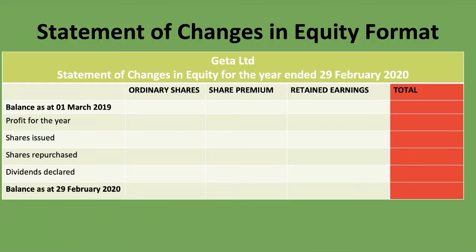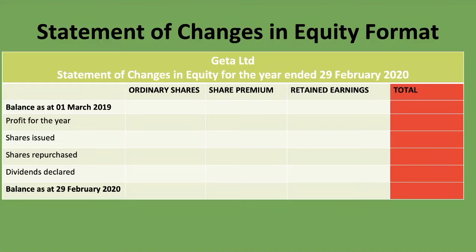We have the name of the company, Getter Limited, as we had been asked to complete for this company. And then we have here the statement of changes in equity for the year ended 29 February 2020. It's very important also to make sure that you put your heading correctly, and not just for this statement, for any statement that you will be completing.